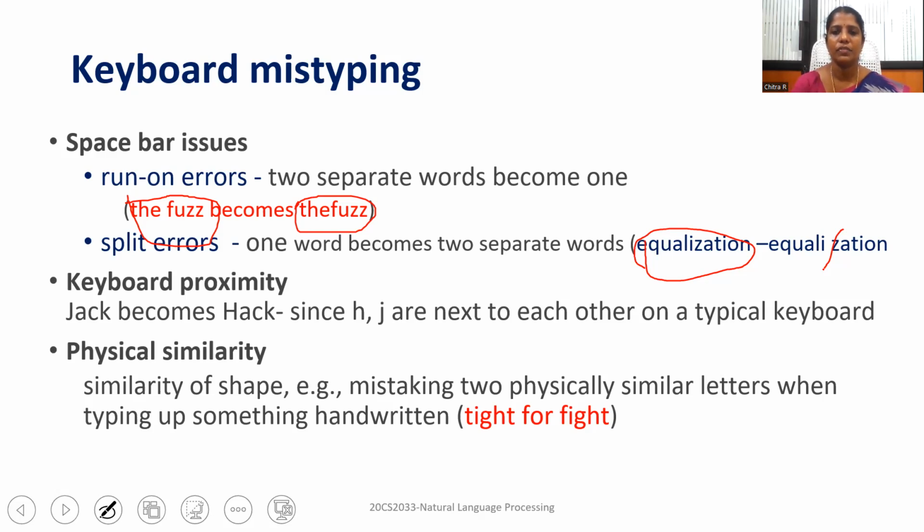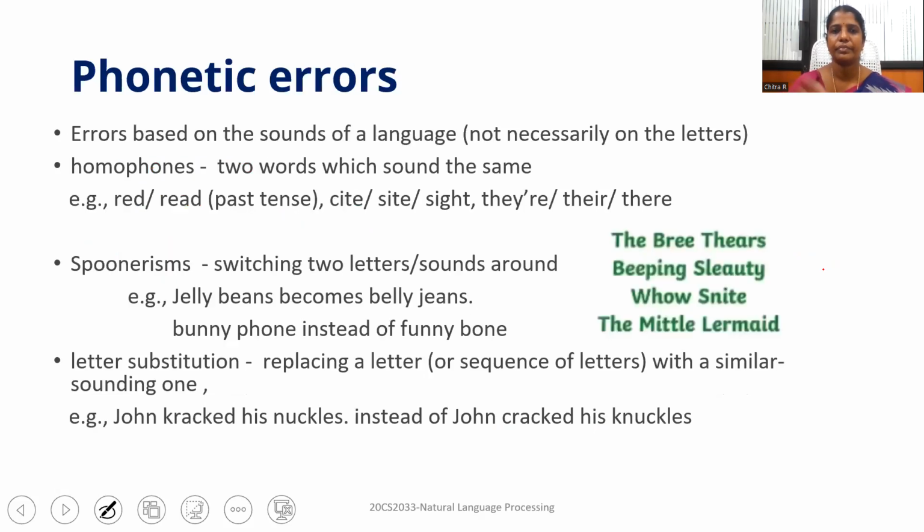And the third one is physical similarity. When you are typing fast, your mind works so that you may type "tight" instead of "fight", or "height" instead of "fight", this kind of thing. Similar-looking words can be typed by the user, and that is called the physical similarity error.